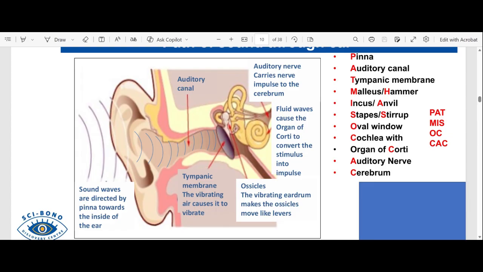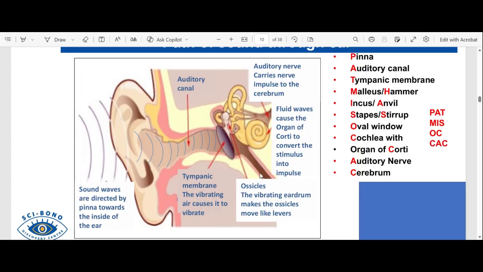I hope that makes sense. Then the oval window will create pressure waves in the inner ear, or in the cochlea. In the cochlea, there's a receptor called the organ of Corti, and that organ of Corti will convert the stimulus into an impulse. Then that impulse will be transmitted by the auditory nerve to the cerebrum, or to the brain. So that's the process of hearing as a whole.